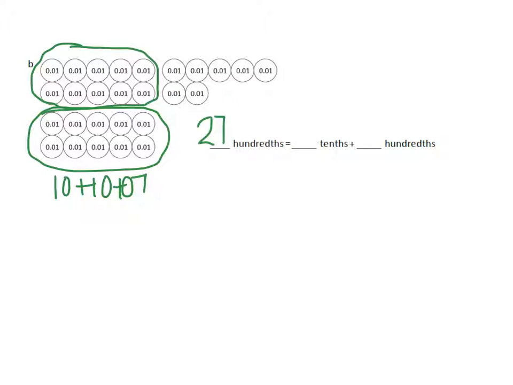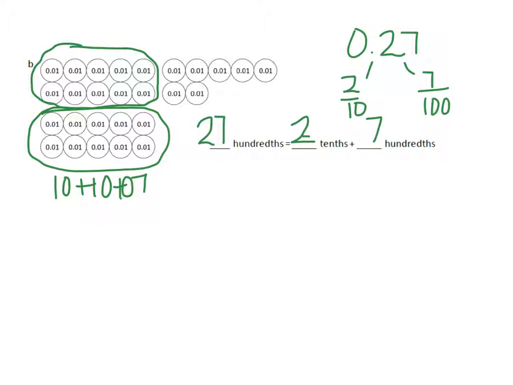Now we're going to write our number bond and complete the sentence below. Pause the video while you work and replay when you are ready. So the decimal point is 0.27. We have 2 tenths because there's 2 in the tenths place and 7 hundredths because there's 7 in the hundredths place. The sentence is going to read 27 hundredths equals 2 tenths plus 7 hundredths.